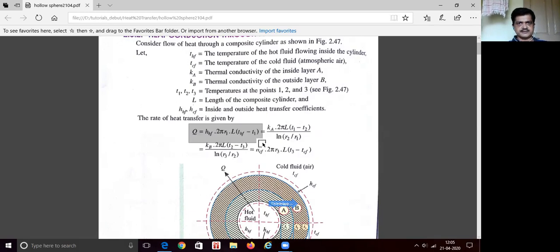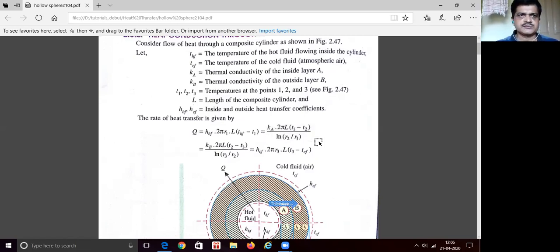From inside to outside, Q is the same, analogous to current: as current I is the same throughout the circuit, Q is the same. Therefore, in the second layer, layer A, it is through conduction in a circular object. Last class we derived this equation: Q is equal to Ka into 2 pi L (T1 minus T2) divided by ln of R2 by R1. This we derived in the last class.